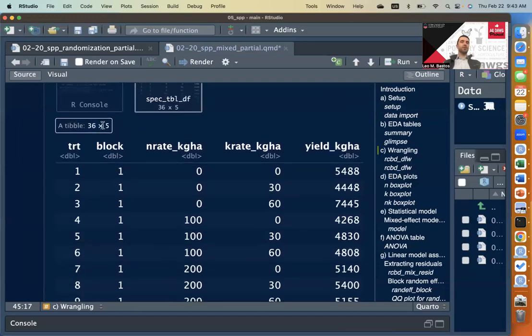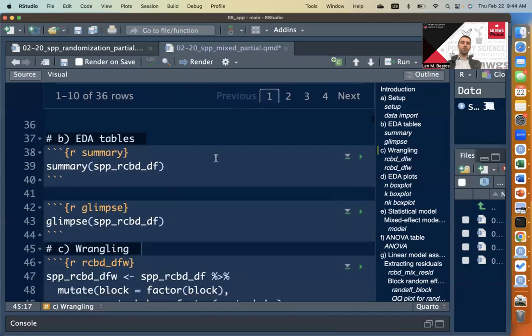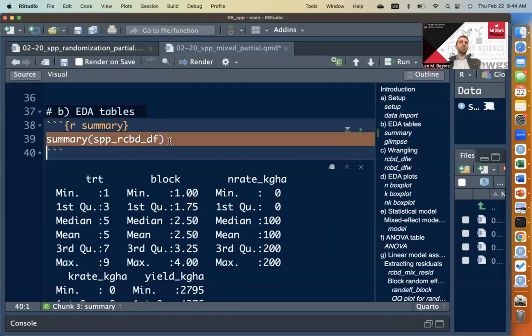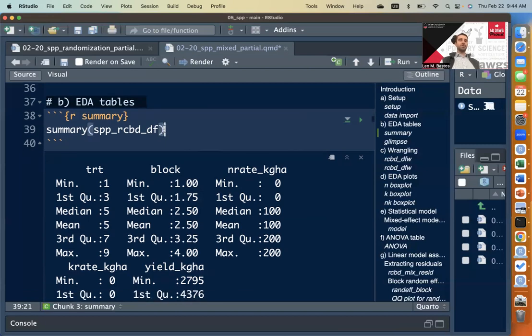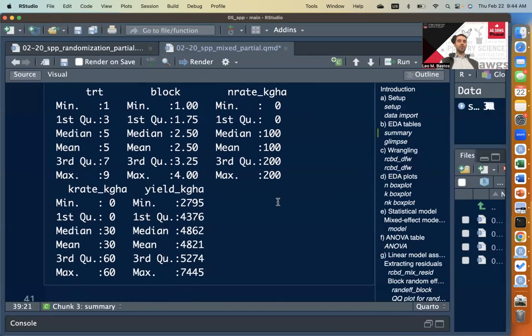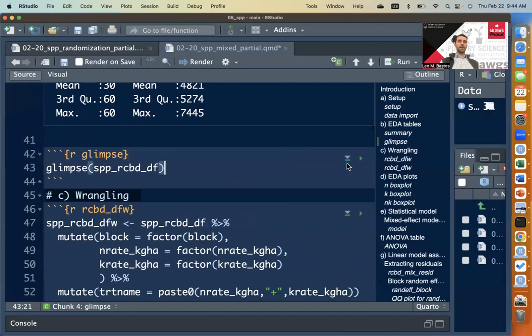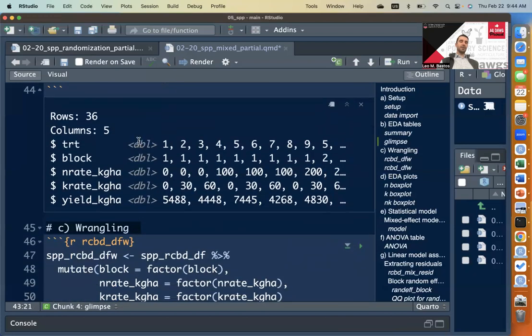So 36 rows, 5 columns. We have treatment, block, nitrogen rate, potassium rate, and yield. It is the same data, so we're not going to learn anything new here, but I have this here in case you copy this script in the future to adapt to your own analysis, you always have this EDA. So EDA, exploratory data analysis. Initially, we're just doing that with tables, getting a summary of the variables. We already went through this. Also doing a glimpse that helps us to understand how R is interpreting these variable types here.